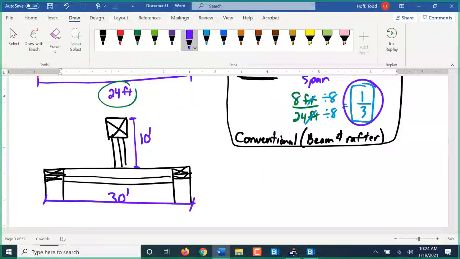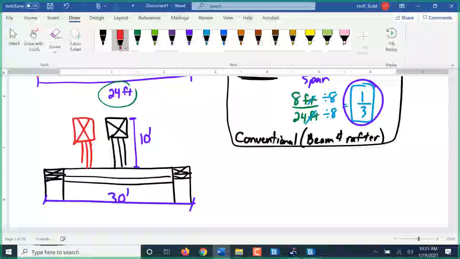The interesting thing about pitch is the ridge beam doesn't necessarily have to be in the center. If I put the ridge beam over here, as long as it's still 10 feet above the wall, that's still a 1/3 pitch. That's why in a lot of older houses you might see that they are set up like that, a little bit off, with a different slope on one side or the other. So the pitch doesn't care; it doesn't have to be a common roof or the same slope on both sides.